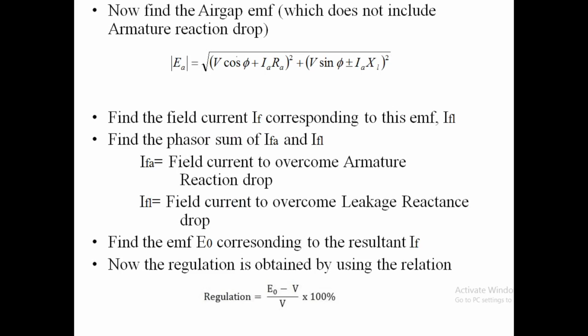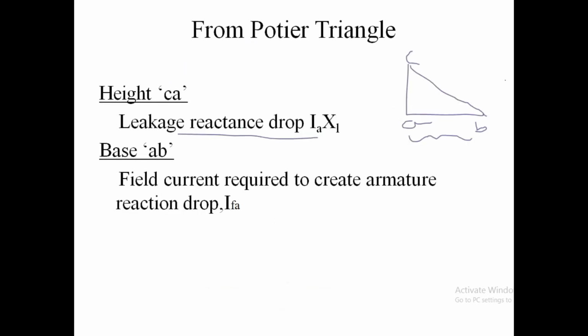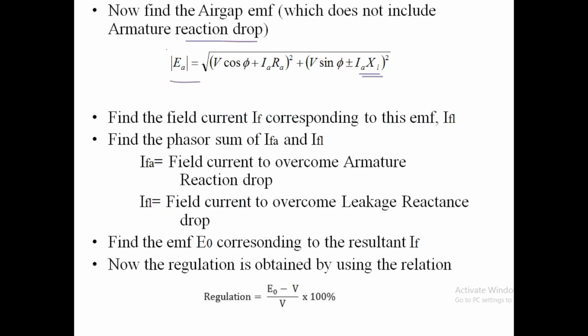Now we find the air gap EMF Ea, which is equal to the square root of (V cos phi plus IA RA) the whole squared plus (V sin phi plus or minus IA XL) the whole squared. This air gap EMF does not include the armature reaction drop. This IA XL you obtain from the height AC of the triangle. All the other things are known: V, cos phi, the rated current IA, and the armature resistance. The only unknown is IA XL.